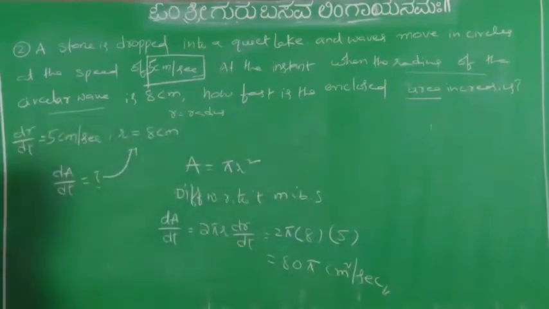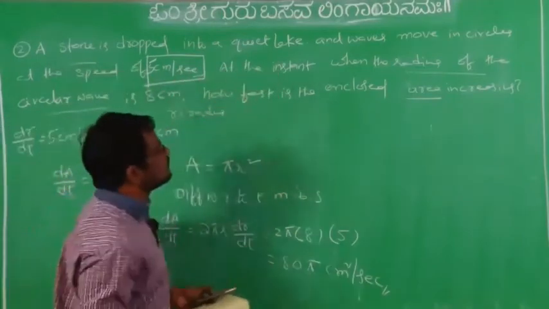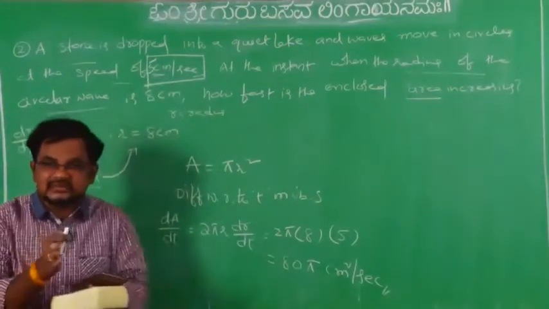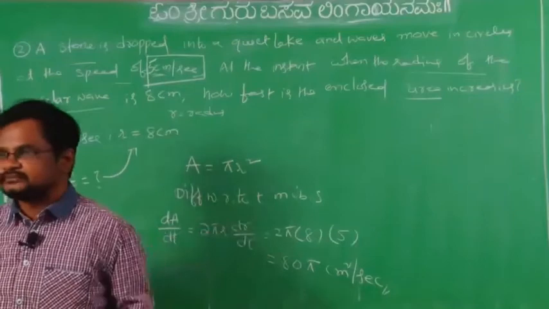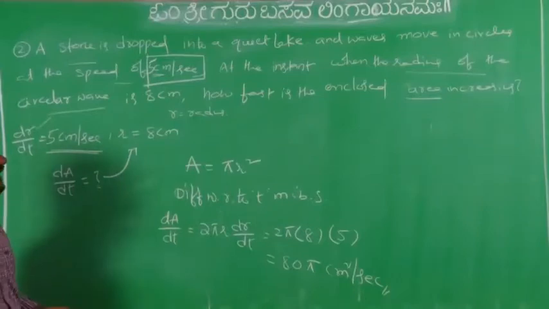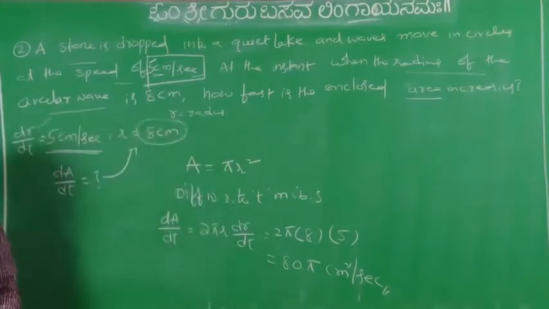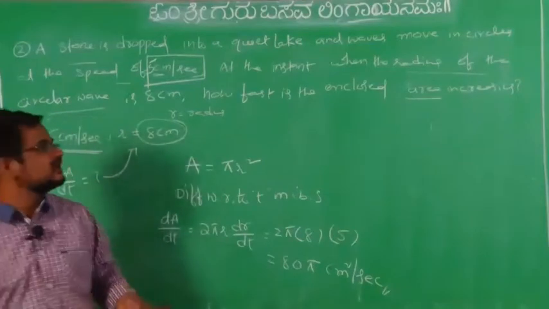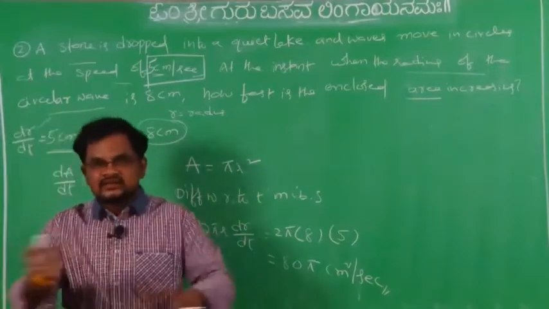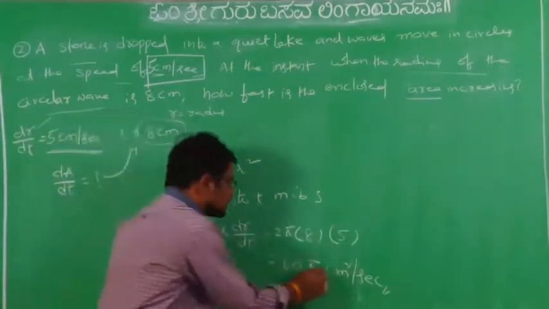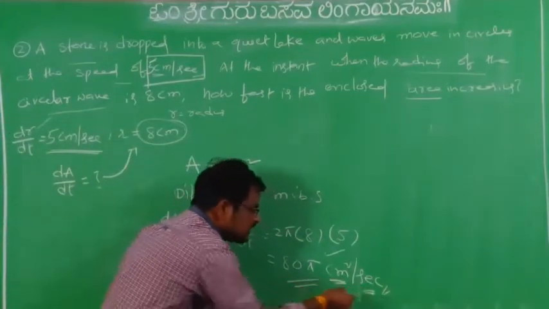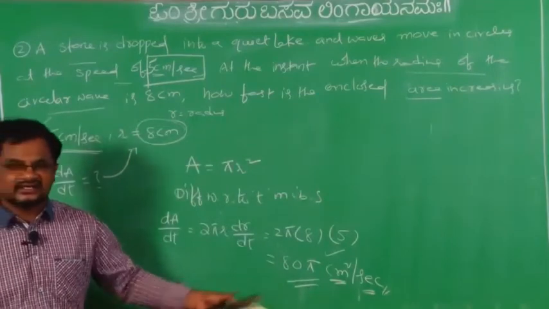Once again listen. A stone is dropped into a quiet lake. Waves move in a circle at the speed of 5 centimeter per second, means radius is increasing with respect to the time, means dr by dt 5 centimeter per second they given. When r equal to 8 centimeters. Then what they asking, how the area of the circle is increasing. As radius increases, area also will increase or not? That one asking. So area, how it is increasing? 80 pi centimeter square per second. For every second, this much increasing like this.